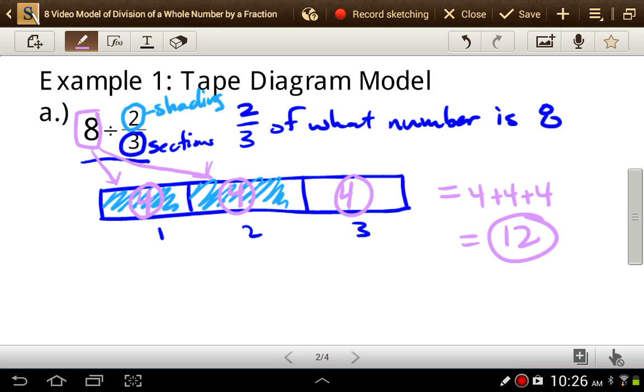Okay, so again, number of sections is my denominator. I shade my numerator. So basically I'm just creating the 2/3 model, and then the 8 is represented by putting equal amounts in each shaded section. Okay? If you need to continue writing that, go ahead. Otherwise, I'm going to move on to the next screen.